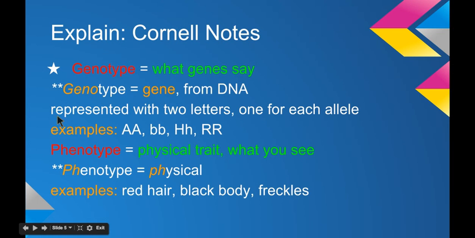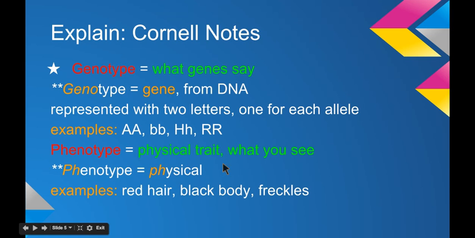So we represent genotype with two letters, one for each allele, because we know that you get one allele from your mom and one allele from your dad. So, examples of a genotype: big A, little b, big H, big R, and that's how we say them. So, anytime you see two letters written like this, you'll know that that is the genotype. That's what genes say.